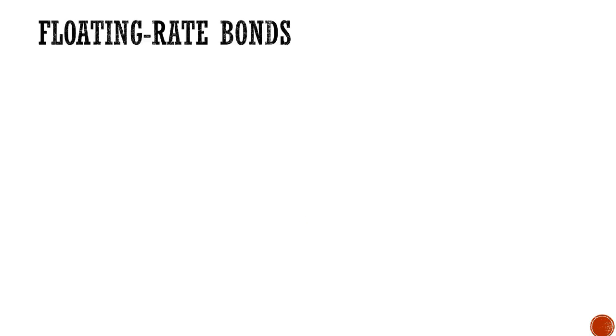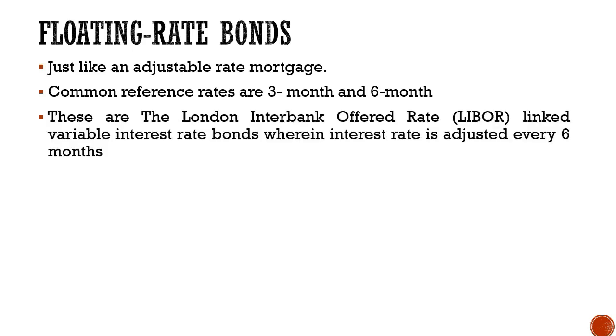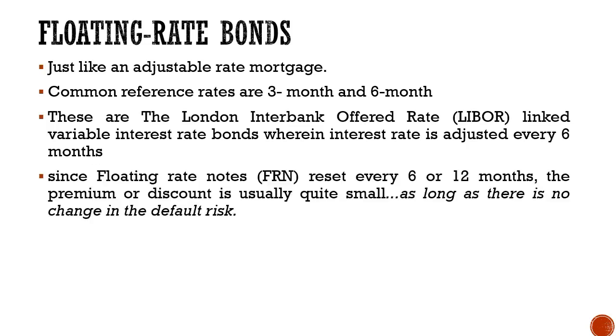Okay, the next is the floating rate bonds. It is just like an adjustable rate mortgage. Its common reference rates are 3 months and 6 months. These are the London interbank offered rate linked variable interest rate bonds wherein the interest rate is adjusted every 6 months. Now, since the floating rate notes reset every 6 or 12 months, the premium or discount is usually quite small as long as there is no change in the default risk.